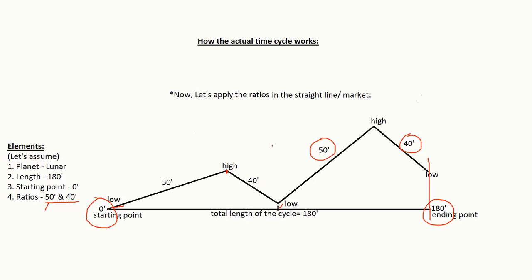After applying the degrees on the market, we will have the high and the low dates, right? Like this is the low, this is the high, this is the low, and this is the high, and lastly this is the low. That is how the actual cycle work is done.